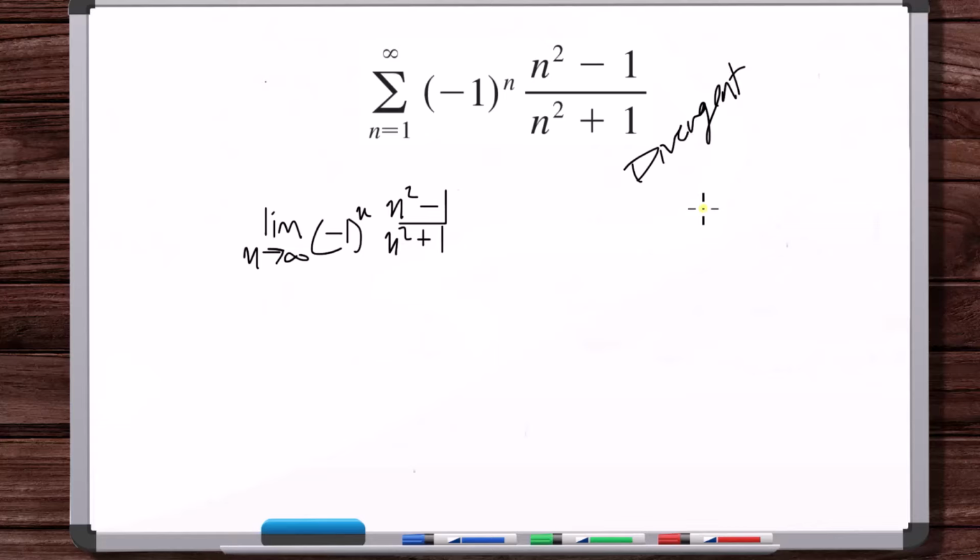Damn it. Okay, test for divergence. The idea is you can always start by looking at the a sub n of a series and seeing, if I just take that limit as n goes to infinity, is that not going to be equal to 0? If that's the case, then it's divergent.